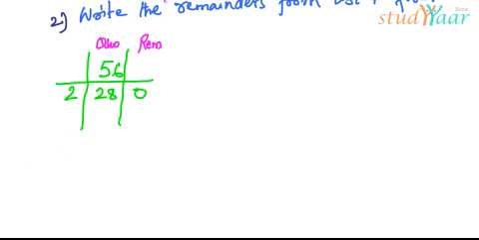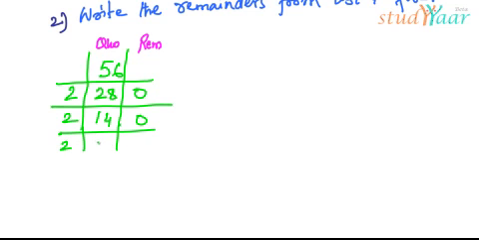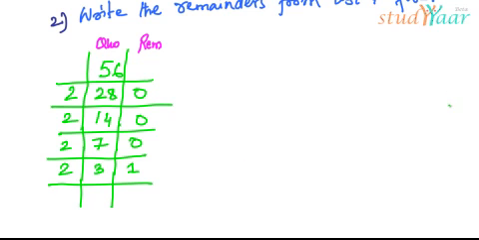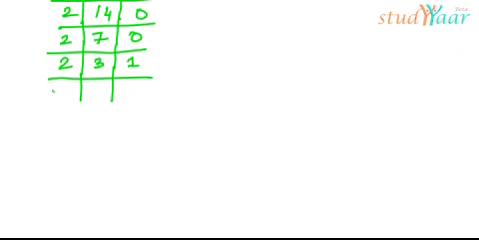Then let me just proceed further. Again I divide by 2. What is the quotient? 14. And what is the remainder? Remainder is 0. Again divide by 2. Quotient is 7. Remainder is 0. Again divide by 2. Quotient is 3, 3 into 2 is 6, and remainder is 1.